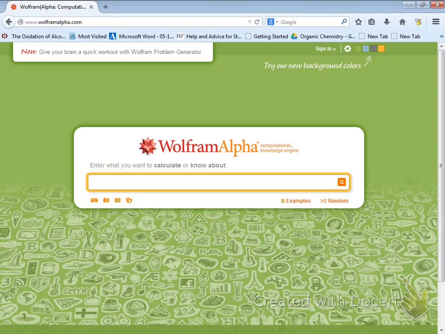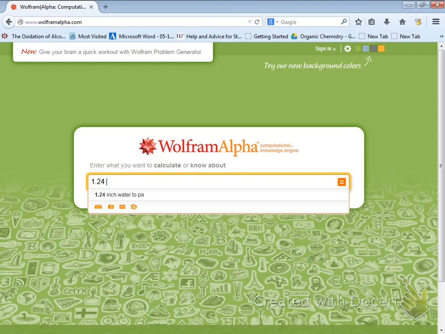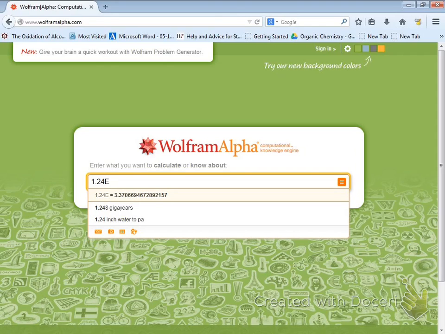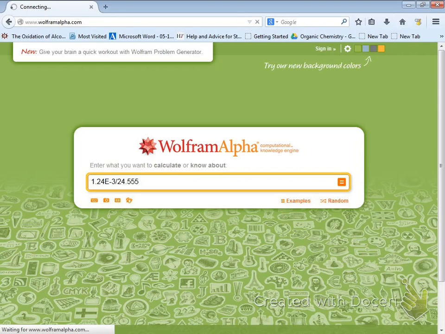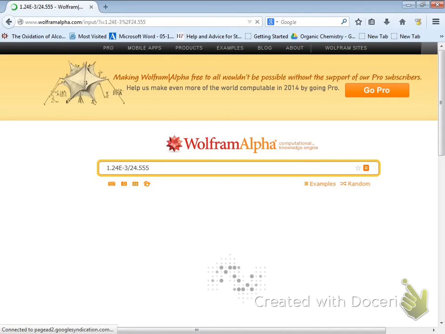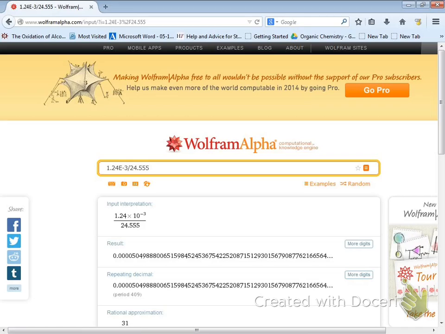But if you want to do simple math things, let's do this real quick. 1.25 times 10 to the minus 3 divided by 24.55, and then you hit enter. You can use the same notation that you use for your calculator. It'll actually show you what the answer is. It'll even graph it for you, and I don't think you need that many digits, but just in case you are interested what it was at the 100th place, it will give you that, but if you want more digits, you have to pay. This is my favorite app.